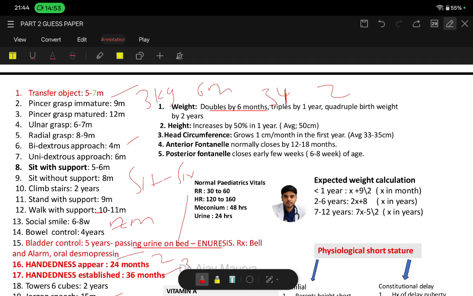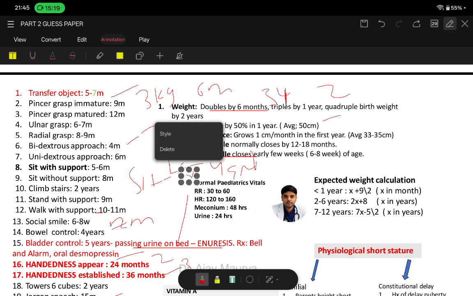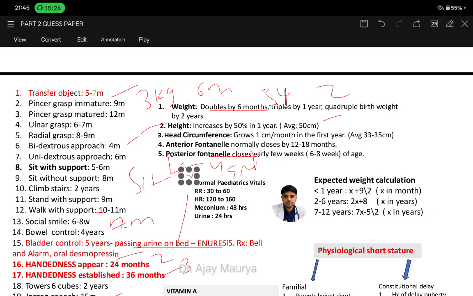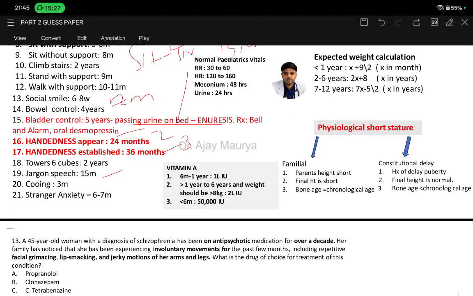Next one, height increases by 50% at 1 year. Head circumference, got it. Next one, the anterior fontanelle closes by 12 to 18 months, and the posterior fontanelle closes first, within 6 to 8 weeks. Next, these are some non-pediatric values you have to know. These are the expected weight calculations. Here I also covered some important ones.